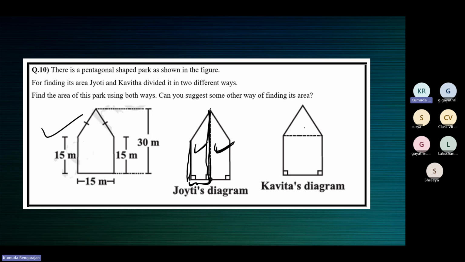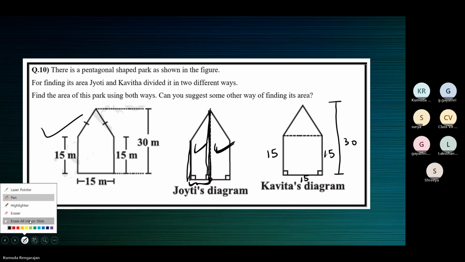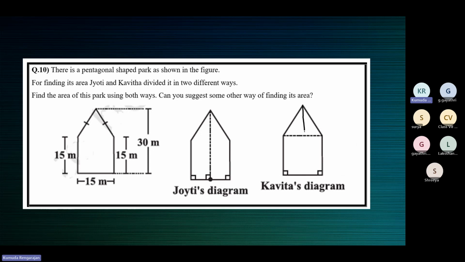Now here, how do you find the area of this figure? This is 15. This is 15. This is 15. And what's the total height? 30. The total height is 30. So how much? See here, it's like this, children. Let me see. Consider this line. How much is this one?